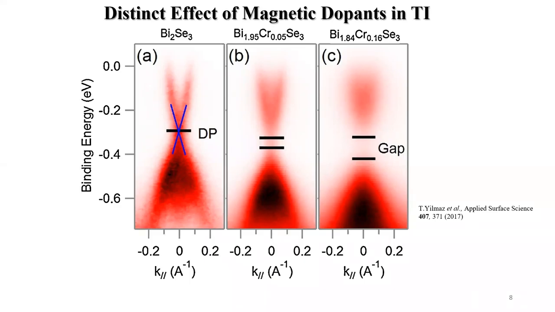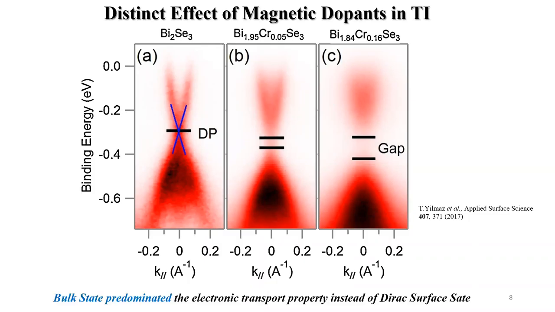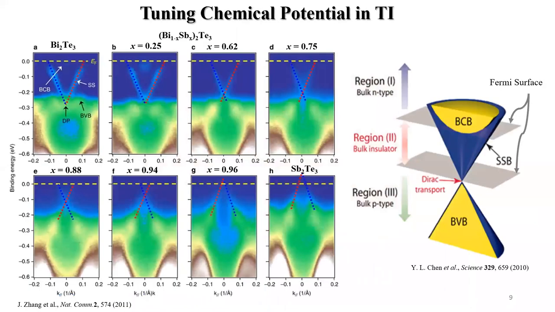But we also have another problem here. As you can see, right now the Fermi level is increased and moved into the bulk conduction band. The bulk valence band is moving down and the Fermi level is here. So if we use this kind of system to observe the quantum anomalous Hall effect, it's impossible, because the bulk state predominates the system instead of the Dirac surface state. So how do we solve this problem?